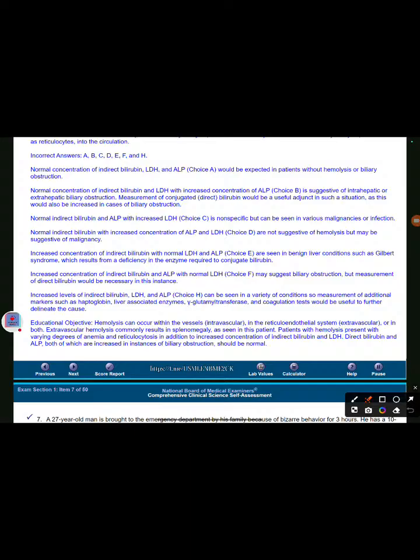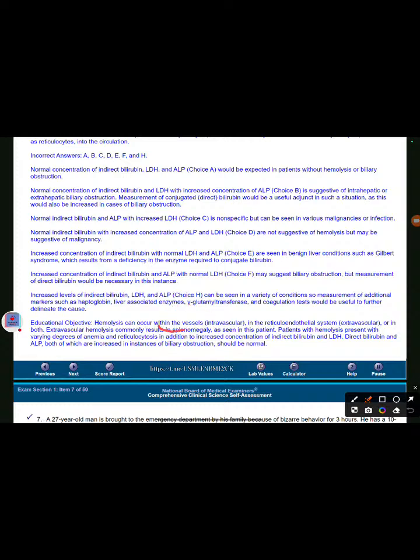Increased levels of indirect bilirubin, LDH and ALP can be seen in a variety of conditions. So measurement of additional markers such as haptoglobin, liver-associated enzymes, gamma-glutamyl transferase and conjugation tests will be useful to further delineate the cause.